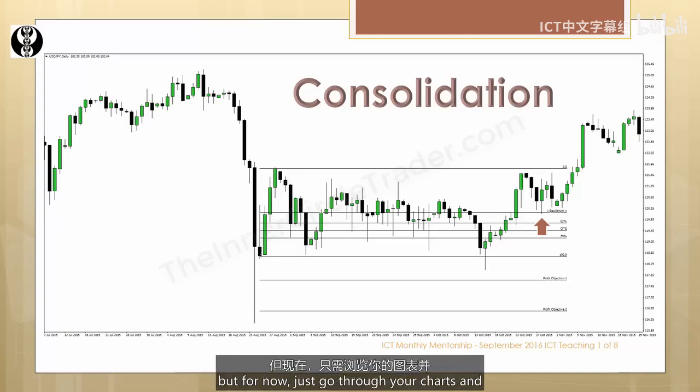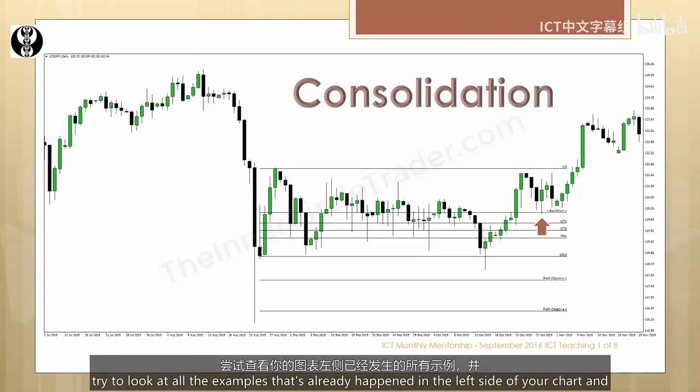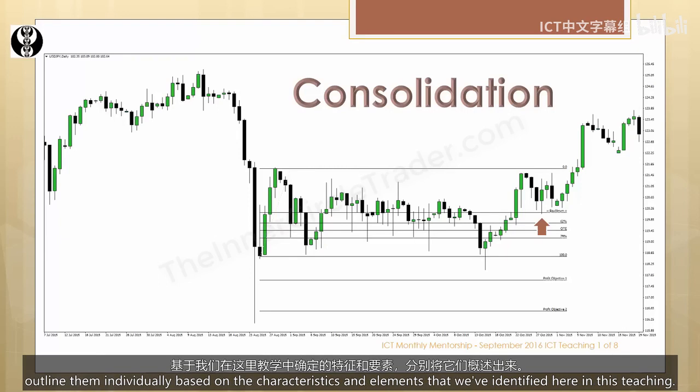But for now, just go through your charts and try to look at all the examples that's already happened in the left side of your chart and outline them individually based on the characteristics and elements that we've identified here in this teaching.